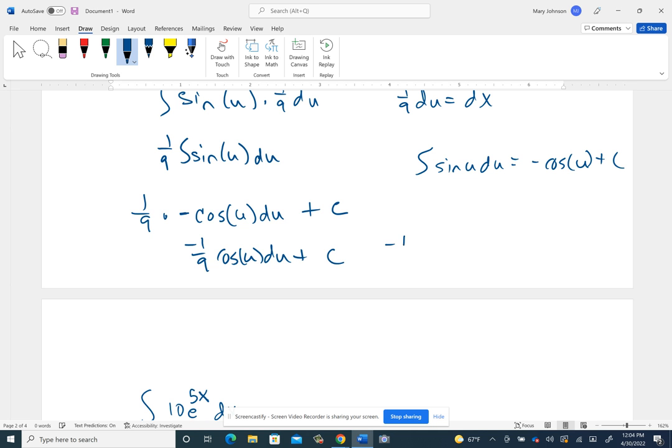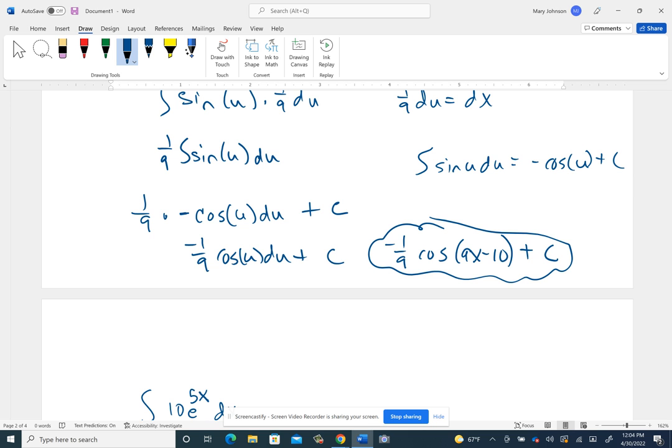And we put the original 9x minus 10 back in, but we're not doing a definite integral, so we're not evaluating. So that would be your final answer. So that's the type of thing they're talking about for the indefinite integral of a trig function.